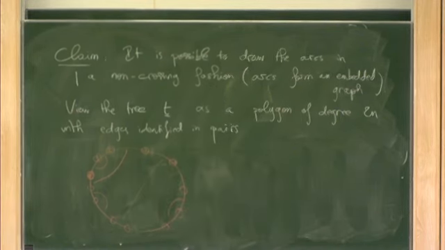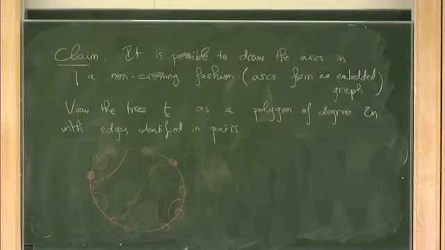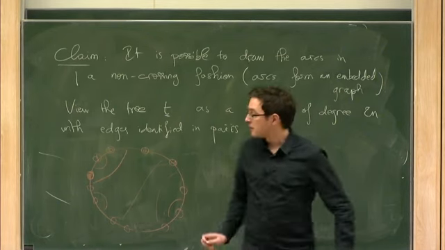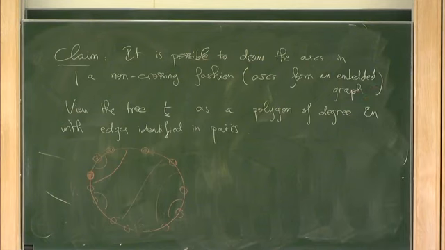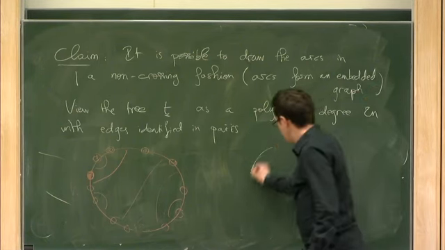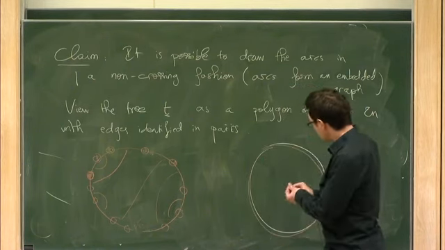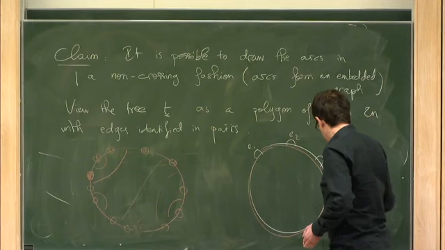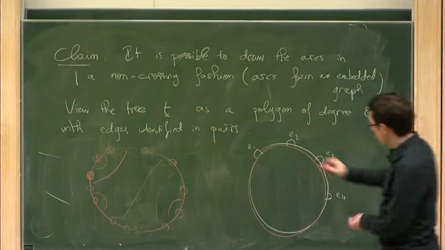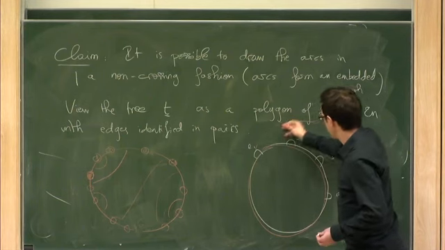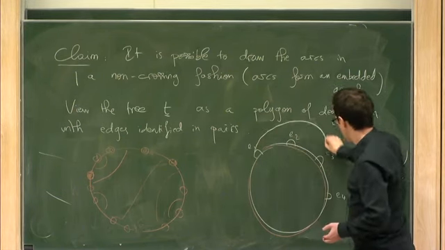So what's available for me to draw the arcs is really the outside of this polygon. And so the fact that you can draw the arcs in a non-crossing fashion just means that it is not possible, so maybe I should use the same color again, it is not possible to find two corners, or actually four corners, say E1, E2, E3, E4, such that the successor of E1 is E3, and the successor of E2 is E4.